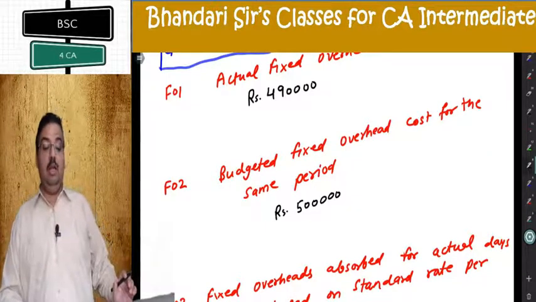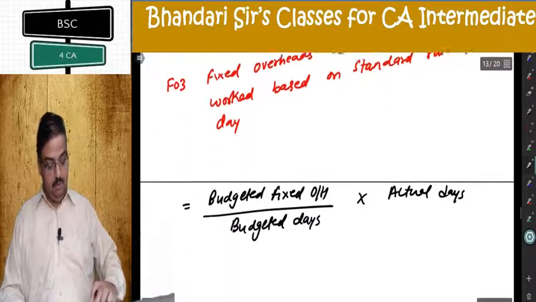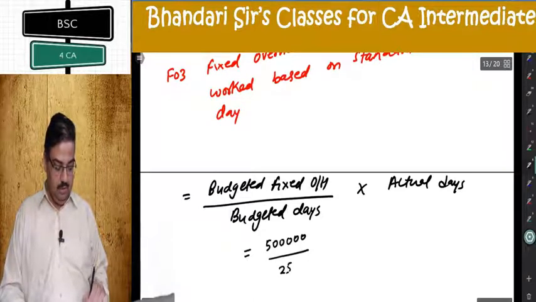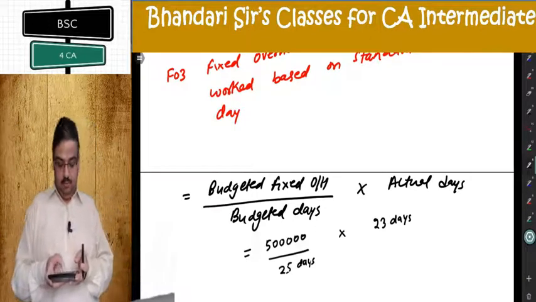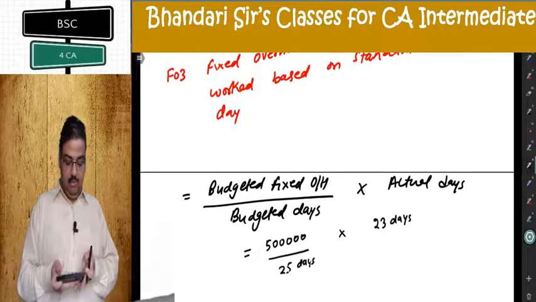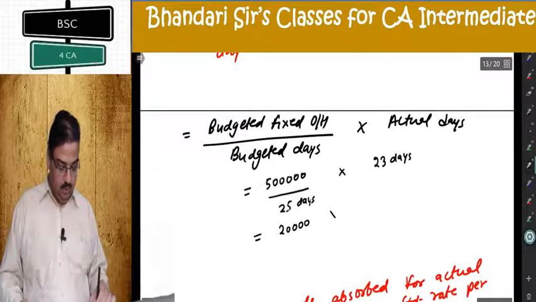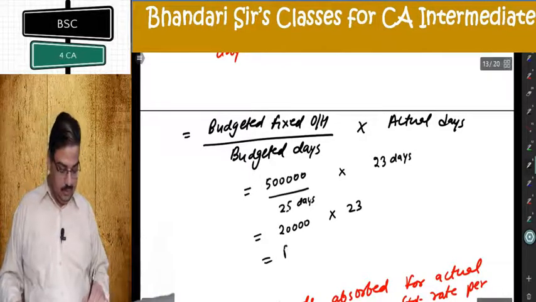Days budgeted are 25, actual are 23. So 5 lakh, budgeted fixed overhead, divided by 25 days, multiplied by actual 23 days. So I get there 5 lakh divided by 25, this is 20,000, multiplied by 23, 4,60,000 rupees.